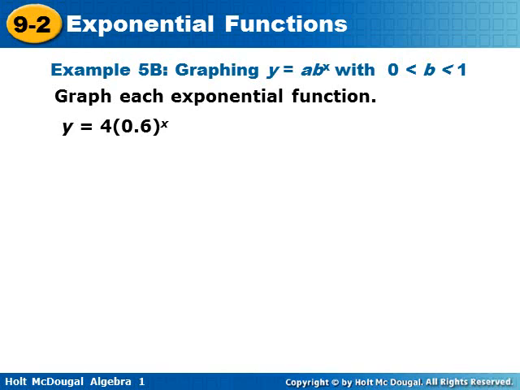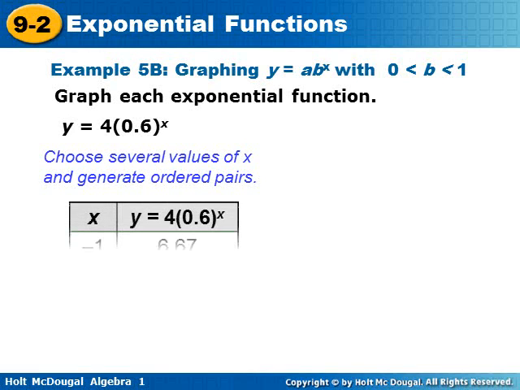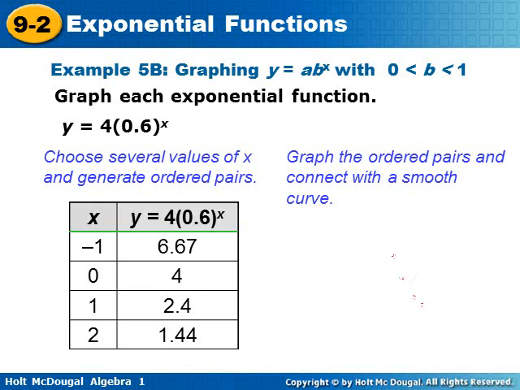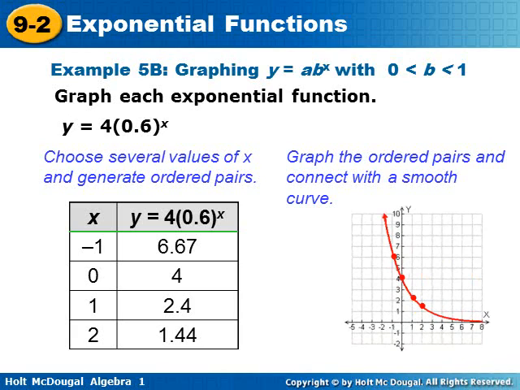So we have y equals 4. We're going to graph y equals 4 times in parentheses 0.6 raised to the x power. And we're going to choose our values negative 1, 0, 1, and 2. And we're going to get 6.67, 4, 2.4, and 1.44. And then you'll notice that this time the graph is now curving upward, but it is still coming from the right. So we get to estimate where those points would go and then connect them with a smooth curve.